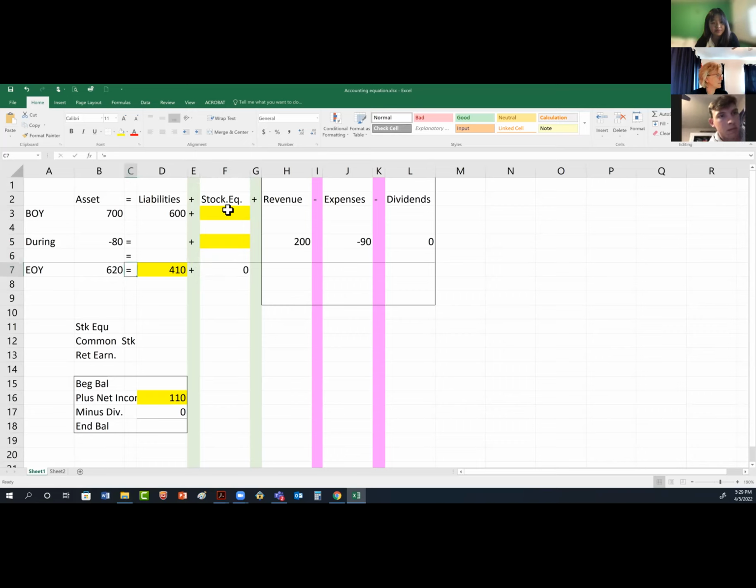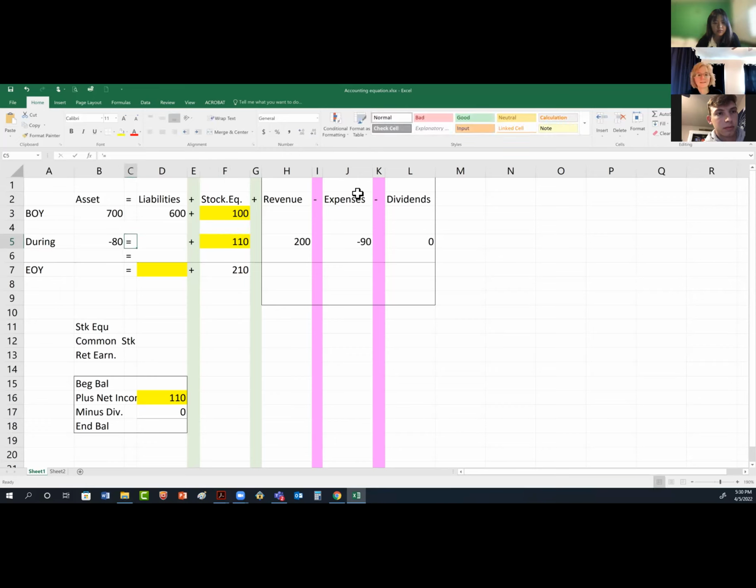How do we do it? That's in your course pack too. So it would say, this is your beginning balance. So you'd have to know that stockholders' equity is 100, right? Because that's just a calculation, right? And then it would say, during the year, assets went down 80. Revenue was 200. Expenses were 90, and there were no dividends. So then you would have to know, that's retained earnings. That's that net income change. And you'd say, retained earnings went up this much.